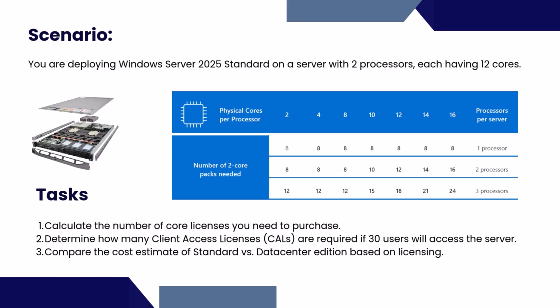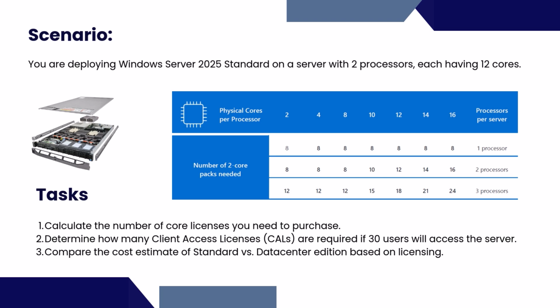In this exercise, let's imagine we are deploying Windows Server 2025 Standard on a server that has 2 processors, and each processor has 12 cores. Now let's look at what you need to figure out. First, how many core licenses are required? Second, how many CALs or client access licenses are needed if 30 users will access the server? And third, compare the cost estimate between the Standard and Datacenter editions based on these requirements.